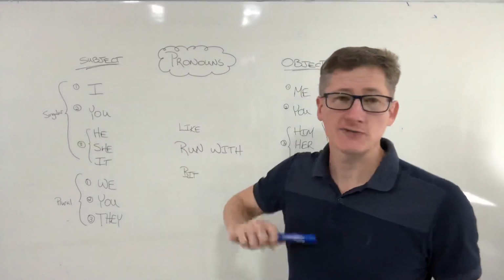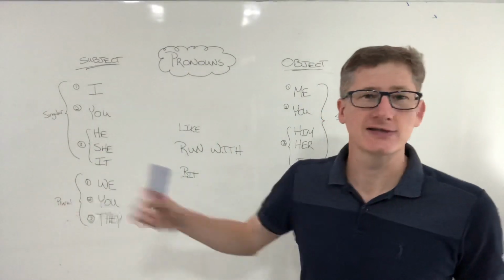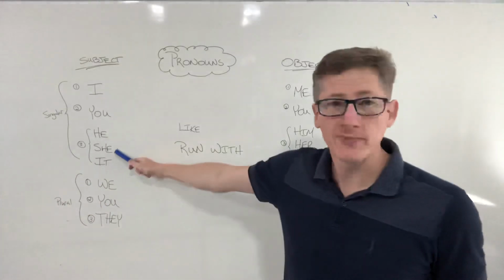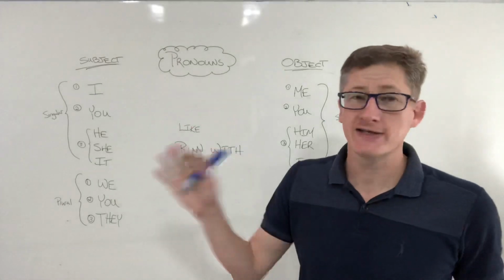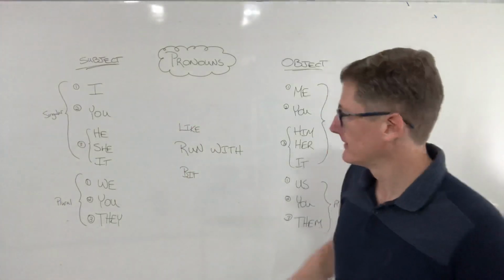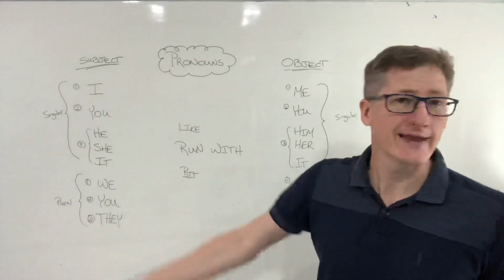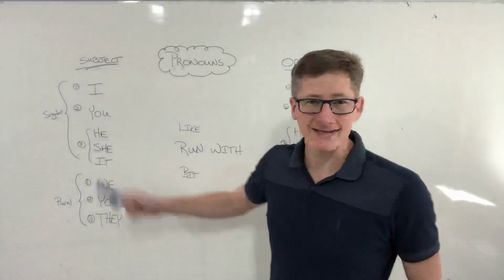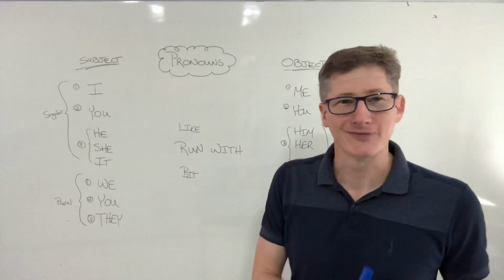So, if I'm talking about a man, I'll say he, Joe. He is a good guy. If I'm talking about a woman, I'll use she, Mary. She is a really nice person. If I'm talking about an object, an animal, a thing, I can use it. I have a dog. It likes to bite people.